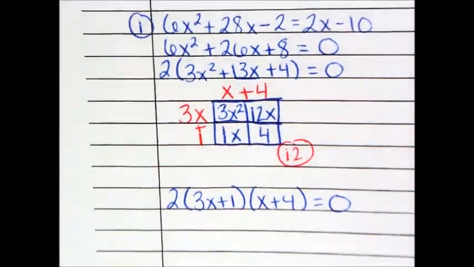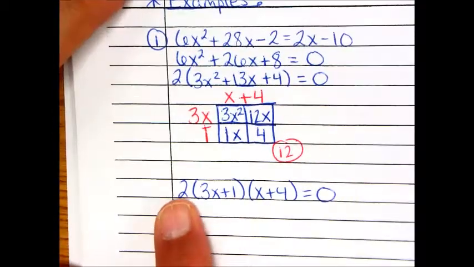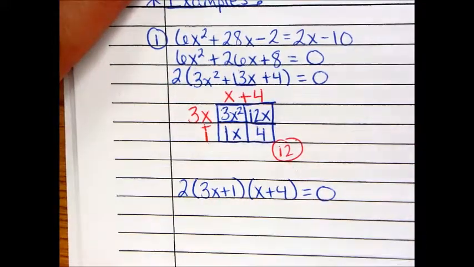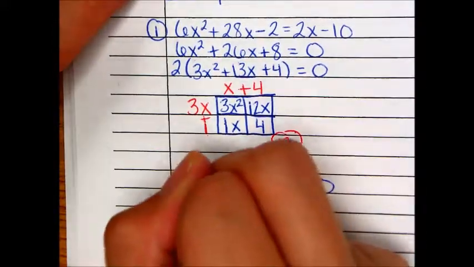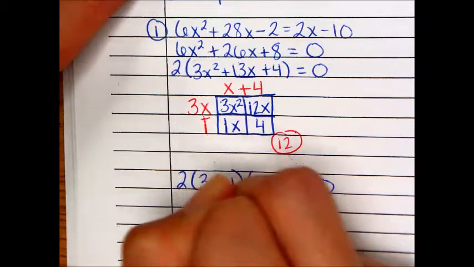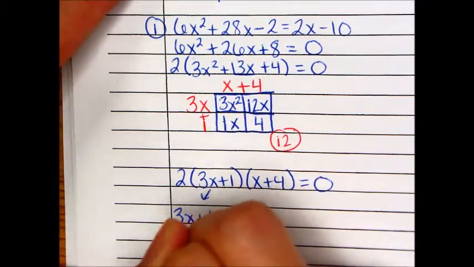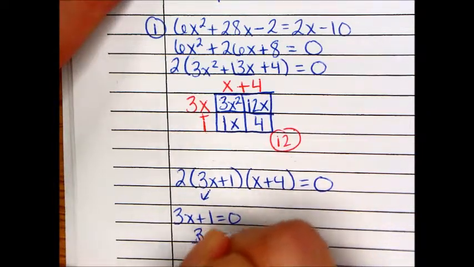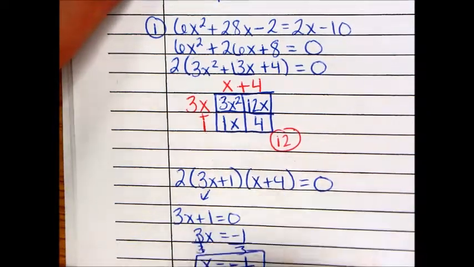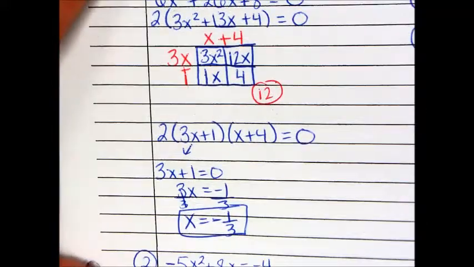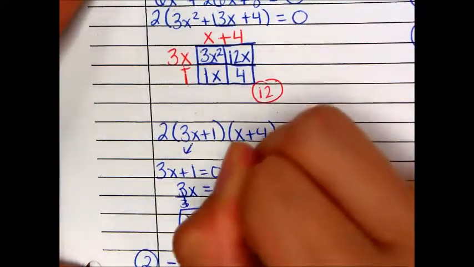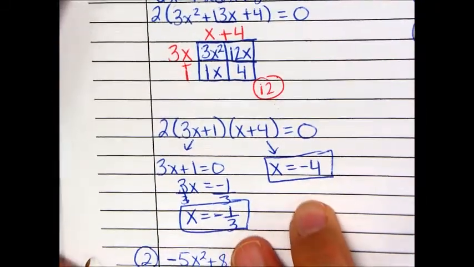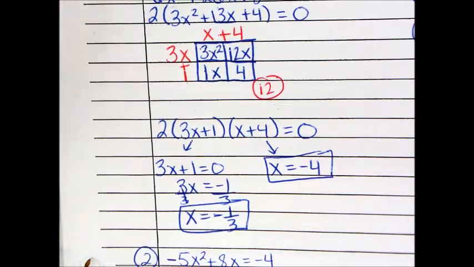Okay, now again, when we go to solve this, that 2 is not going to mean anything because if 2 times this equals 0, the 2 doesn't equal 0, but one of these sets of parentheses has to. So we're going to solve this one. If we made 3x plus 1 equals 0, I'm going to get 3x equals negative 1, and if I divide by 3, I get x equals negative 1/3. And if I make the x plus 4 equals 0, I'm going to get negative 4. So my solutions are negative 1/3 and negative 4.